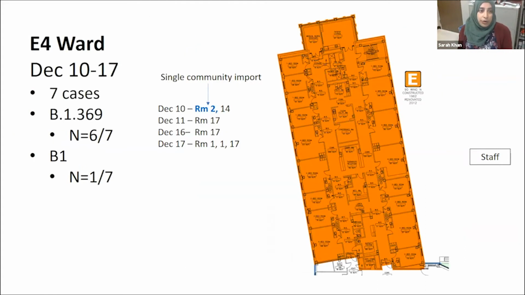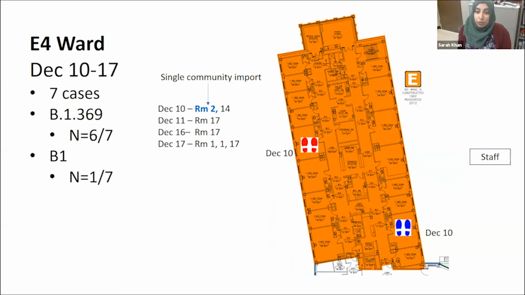Our E4 ward also sort of was a busy middle of the month week where we had 7 cases, 6 of them being the B1369. But what's interesting here is the first two cases on December 10th, one was a community import clearly, and the other was our B1369 that got transmitted to this ward.